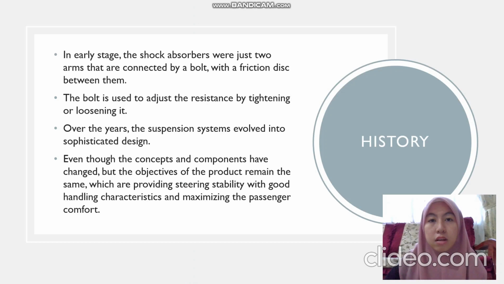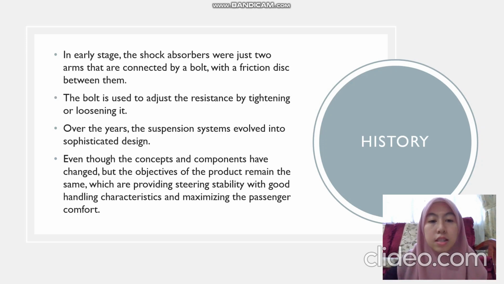The history of shock absorber. In early stage, the shock absorbers were just two arms that were connected by a bolt with a friction disc between them. The bolt is used to adjust the resistance by tightening or loosening it.